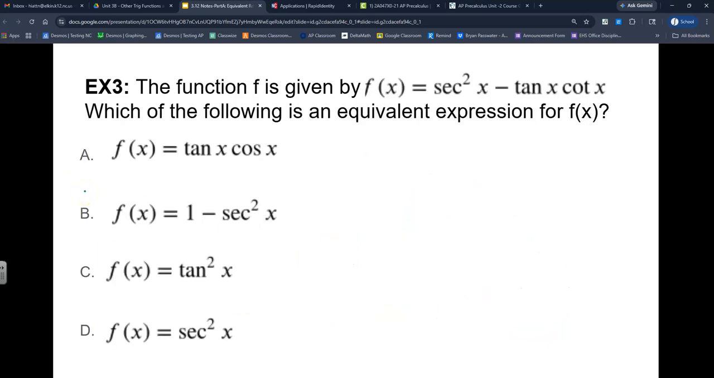All right, let's keep going. We've got f of x equals secant squared x minus tangent x cotangent x. Which of the following is an equivalent expression for f of x? All right, so now things are getting a little crazier.